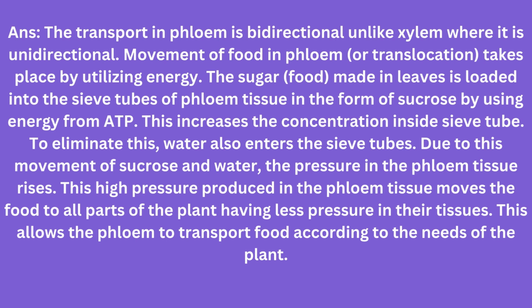This increases the concentration inside the sieve tube. To eliminate this, water also enters the sieve tubes. Due to this movement of sucrose and water, the pressure in the phloem tissue rises. This high pressure produced in the phloem tissue moves the food to all parts of the plant having less pressure in their tissues. This allows the phloem to transport food according to the needs of the plant.